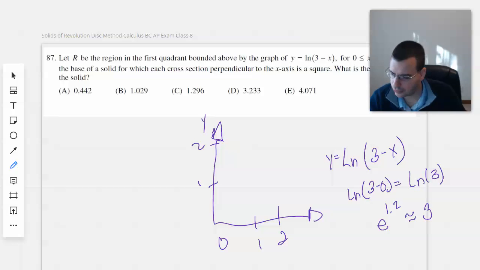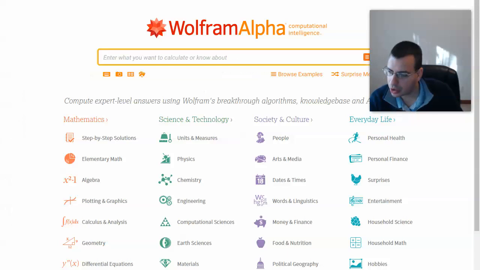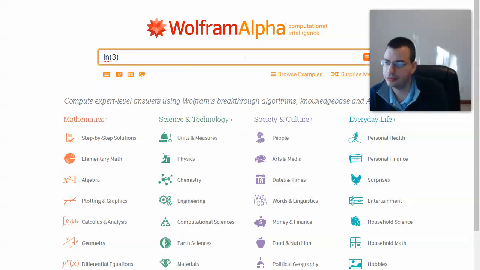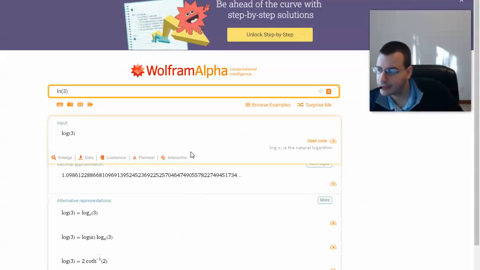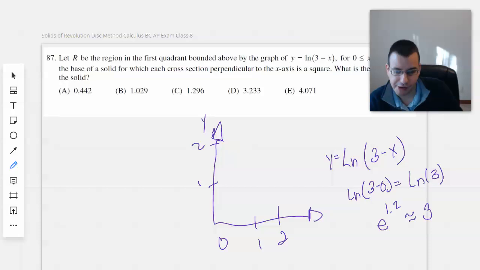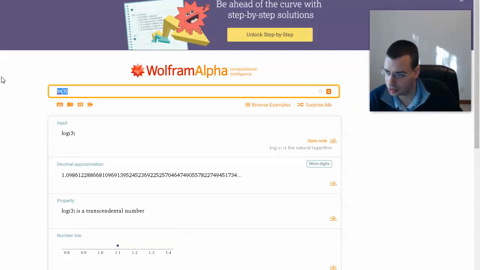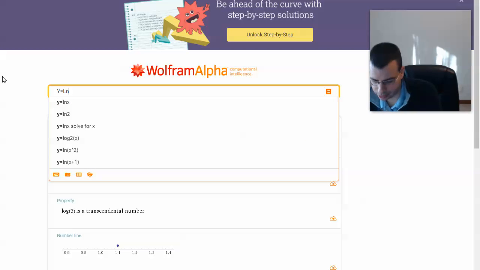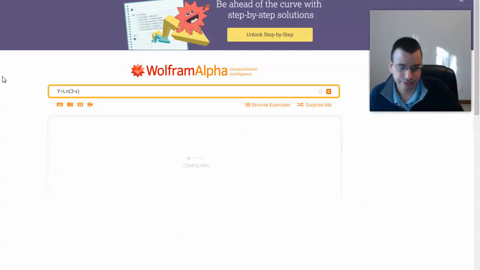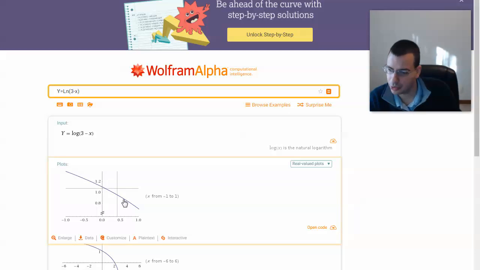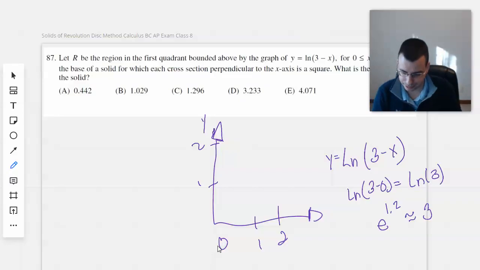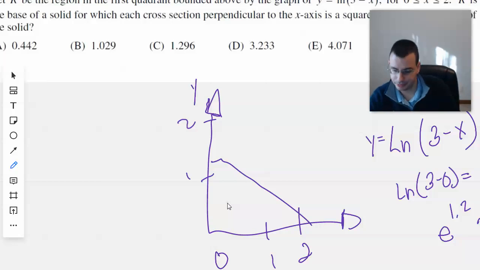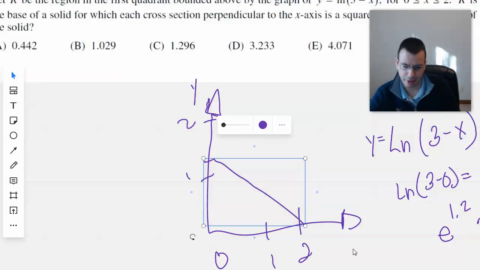All right, natural log of 3 on Wolfram. Here we go. Natural log of 3 is 1.09. Okay, so we're good there. Actually, why don't I just do the whole y equals natural log of 3 minus x. This will save me some time. It kind of goes down. Got it. So it goes something like that. Okay, I'm good with that.